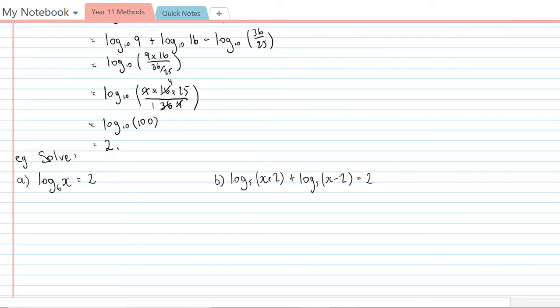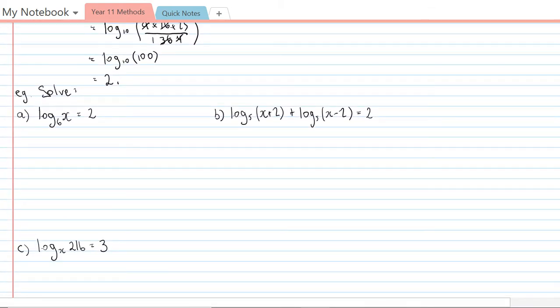Alright, so the last part, we're going to have a look at solving some log equations. So the first equation, if we read it the same way, says 6 to the power of 2 equals x. So therefore x must equal 36. The second one, I'm going to use the first log law to combine them. So that is log base 5 of (x plus 2)(x take 2) equals 2.